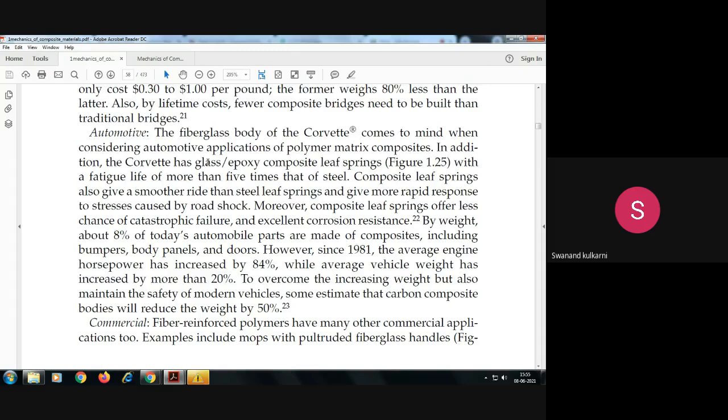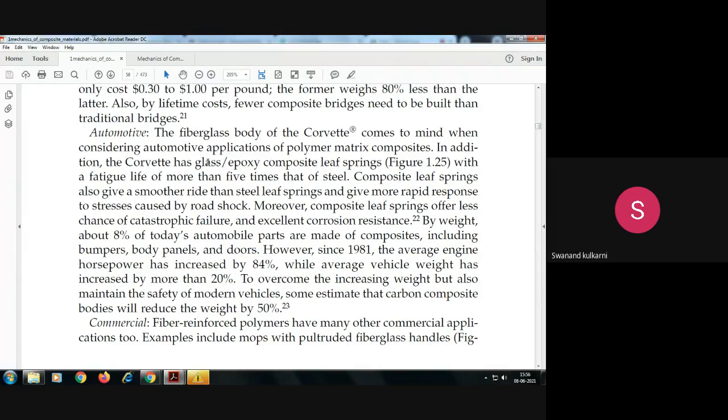The failure happens with link. Means first of all, failure of surface, then integral part, then second part, then third part. Like this, with link, if failure happens, then that is the catastrophic failure. The composite leaf springs offer less chance of catastrophic failure as compared to steel, and definitely possess excellent corrosion resistance.